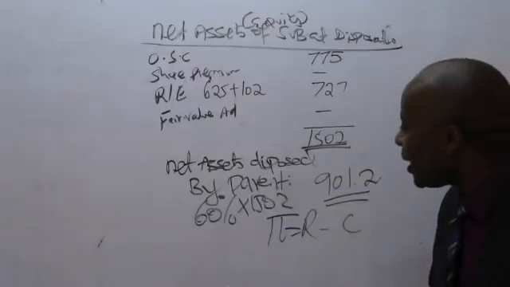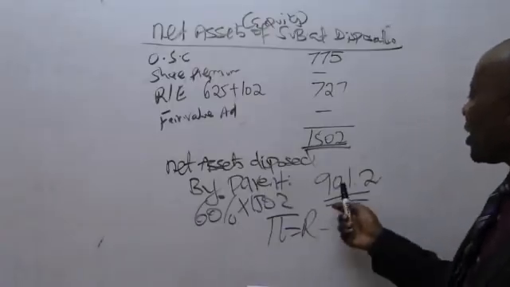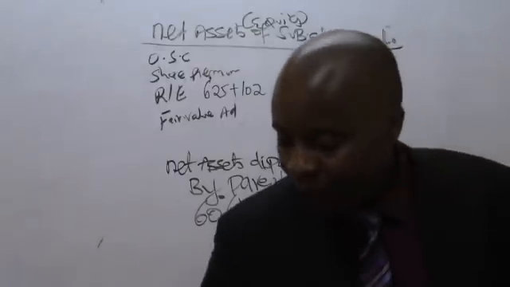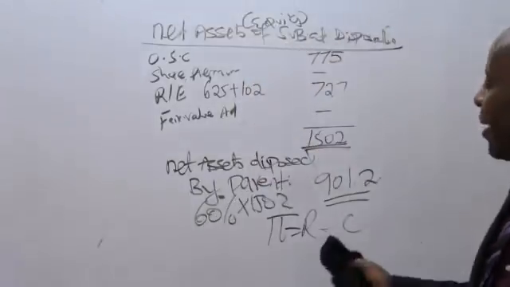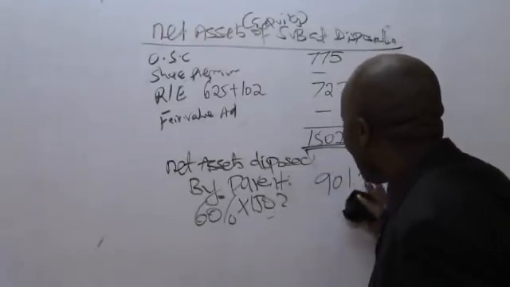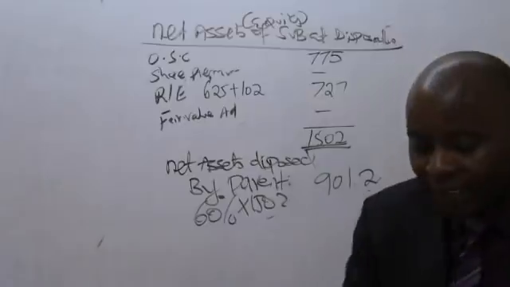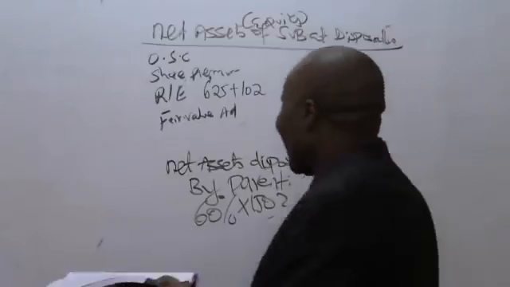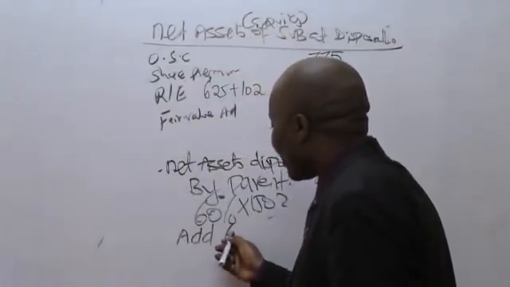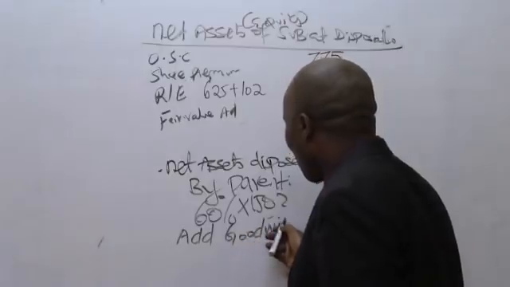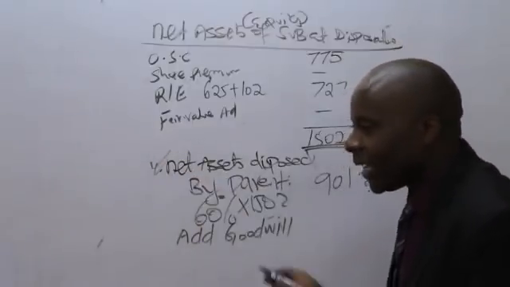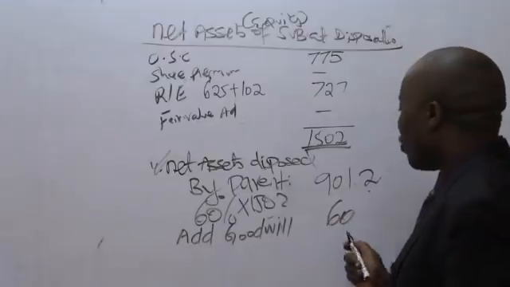We have here the net assets disposed by the parent, 901.2. Remember that before I go to the profit, which is revenue minus cost, these guys had an asset that has not been factored in here. These guys had an asset we call goodwill. So at the date of disposal, they had a different asset which is not here, worth 60.